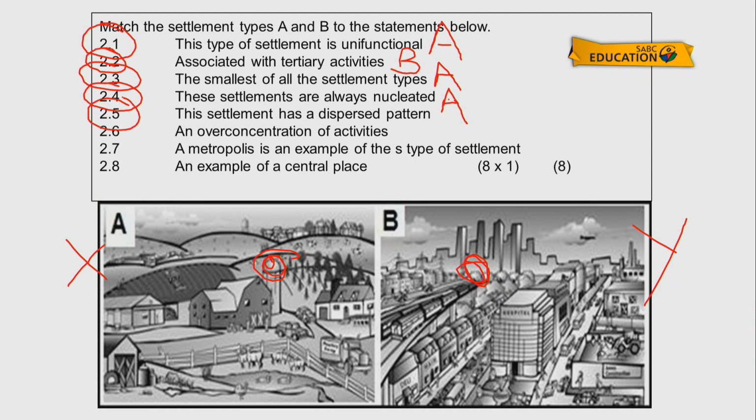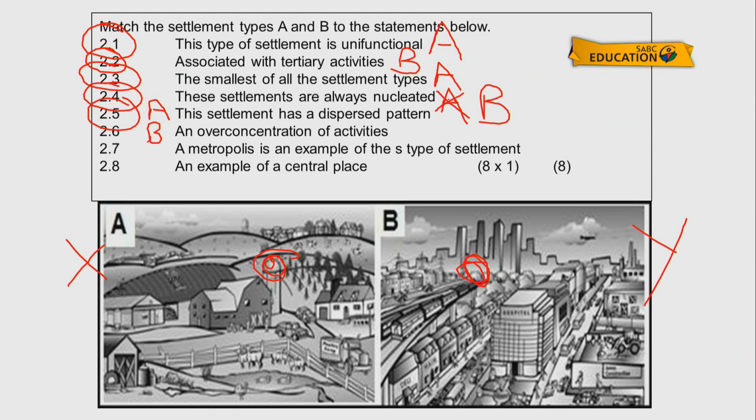2.5, the opposite of a dispersed pattern. I need to do some corrections here, and suppose we can correct this later. The answer for 2.4, the settlements are always nucleated. That is B. We also make some mistakes, and it's often very good just to go back and check. So a nucleated settlement is B. A dispersed settlement is A. An over-concentration, that means too many activities in a small space. That happens in a city, which is picture number B.